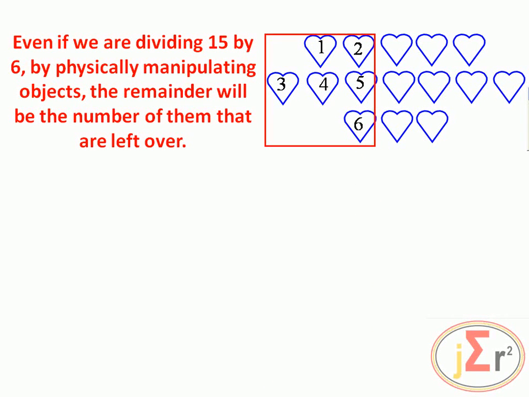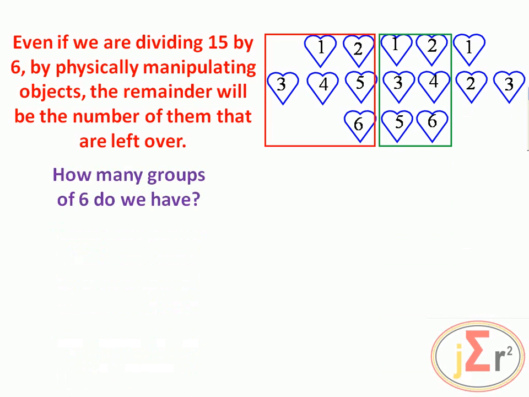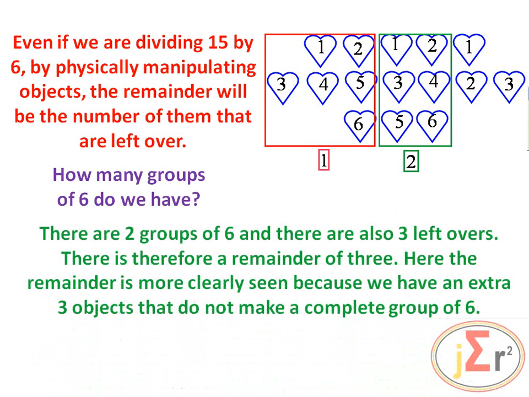So we take out 6 of them. And then we have another 6. We'll take out another 6. And what do we notice? 3 is left. Right, 3 hearts are left. How many groups of 6 do we have? 2. There are 2 groups of 6, and there are also 3 leftovers. There is therefore a remainder of 3.